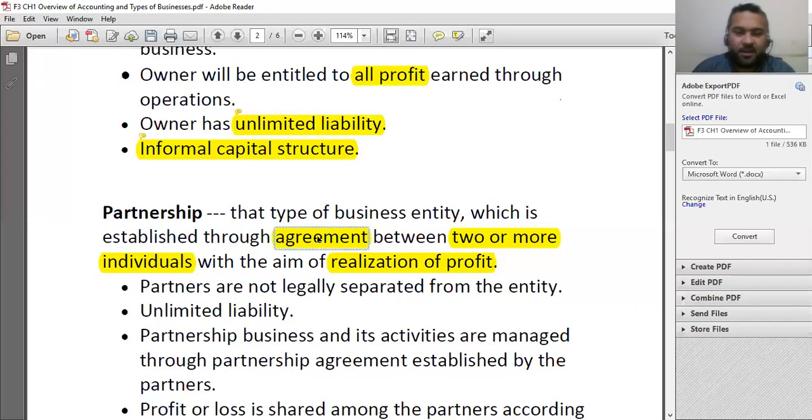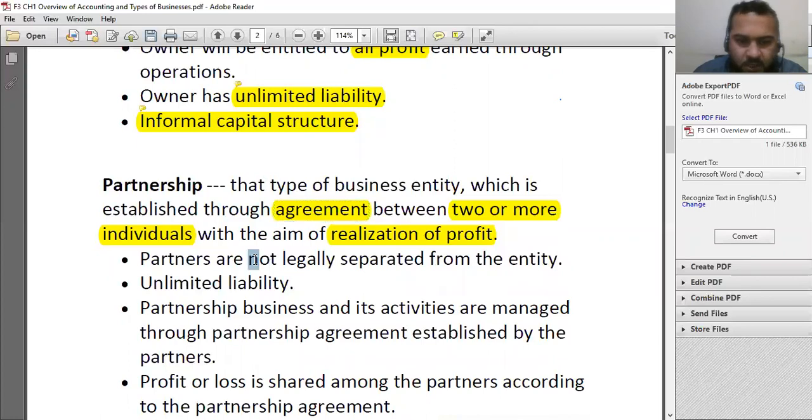Clear or not? If there is no agreement, no partnership. Yes, clear. Features of the partnership, same points. Not legally separate. Now can someone explain not legally separate here?